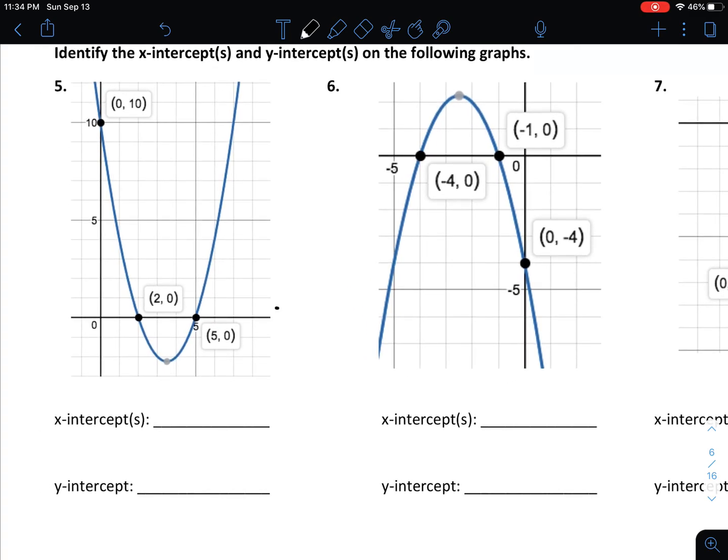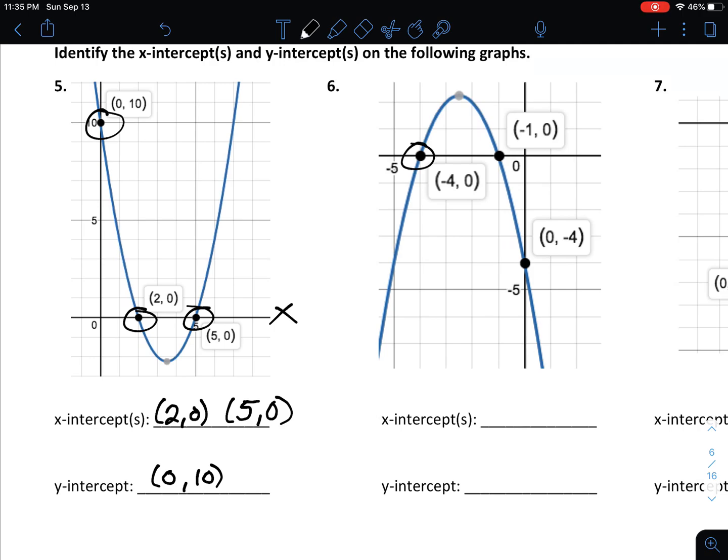So number 5, where our graph crosses the x-axis, there are 2 points where that happens. The first is (2, 0). The second is (5, 0). And again, there's only one point where you cross your y-axis. Your y-intercept is at that point (0, 10).